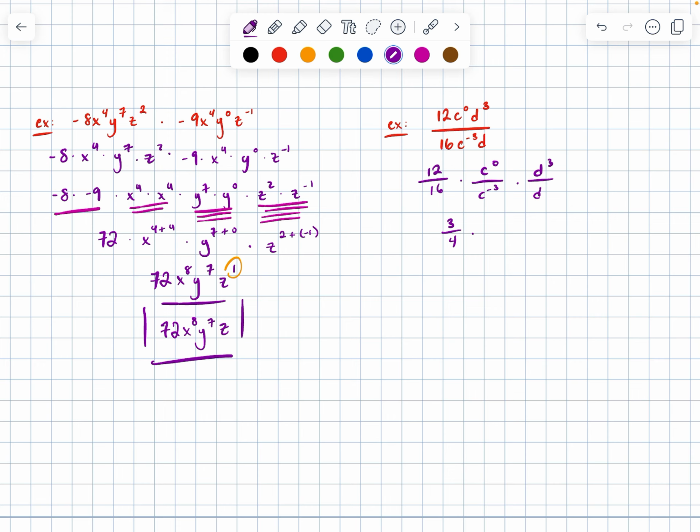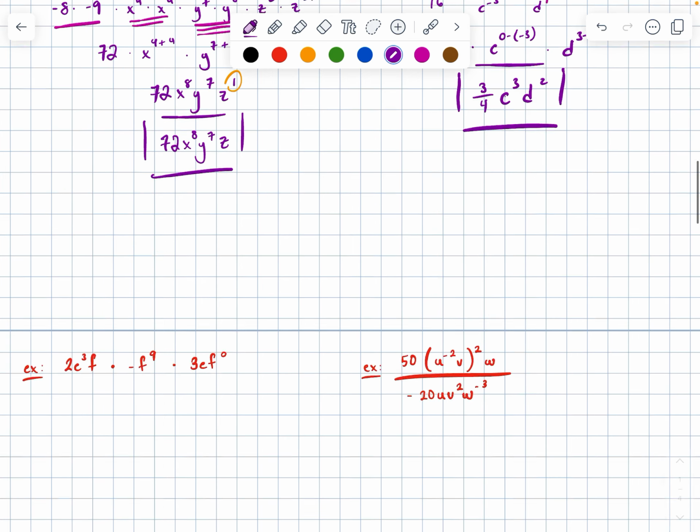C to the power of 0 divided by c to the power of negative 3. When I divide two exponents, I know that those exponents subtract, so this becomes 0 minus negative 3. And then d to the 3rd divided by d to the invisible power of 1, well, this would become d to the power of 3 minus 1. From here, smushing it all back together, I've got 3/4 times c to the power of 0 minus negative 3, which is really 0 plus 3, so c to the 3rd power, times d to the power of 3 minus 1, which is 2. Very nice.